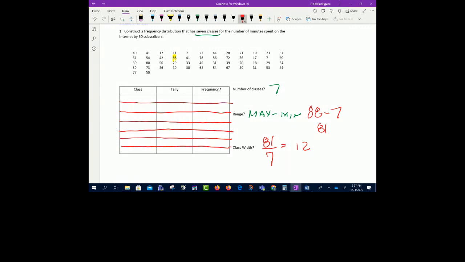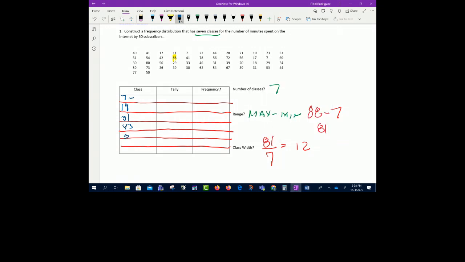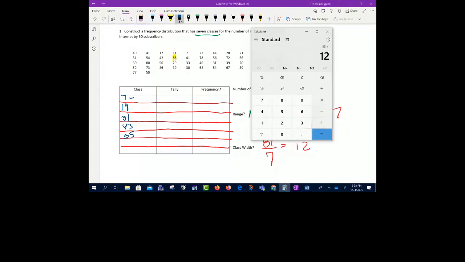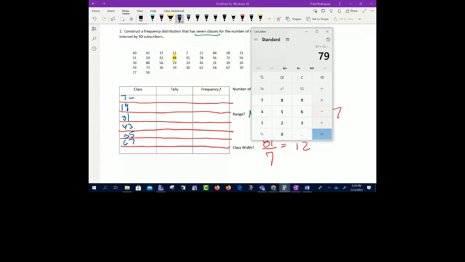Let's see if we can do this. We know that the first one is 7 right here. Let's do all the lower limits first. Remember, we're going to be adding 12 to each of those numbers. So 7 plus 12 should be 19. I'll use my calculator right here so I can show everybody. 7 plus 12, 19. We add 12 again, 31. We add 12 again, 43. We add 12 again, 55. We add 12 again, 67. And we add 12 again, 79.